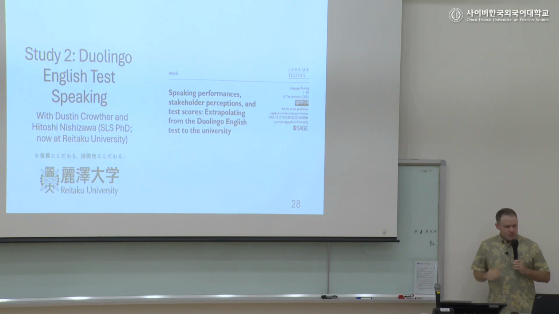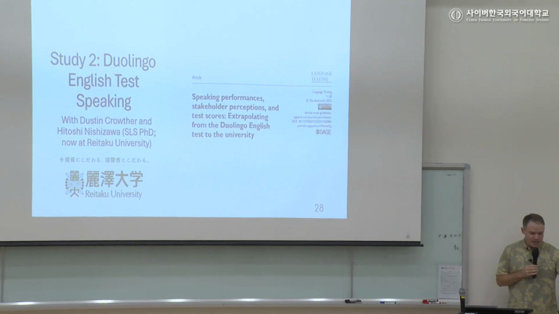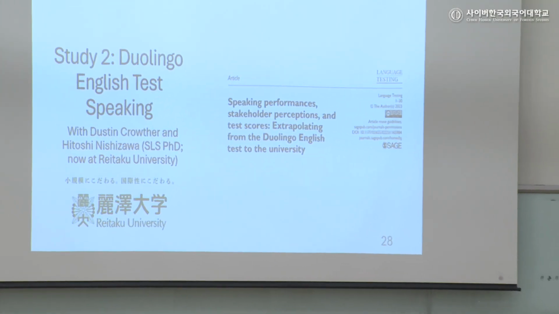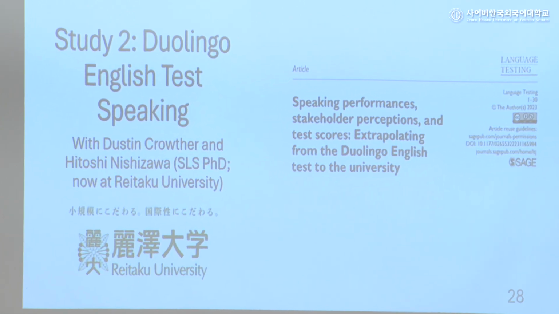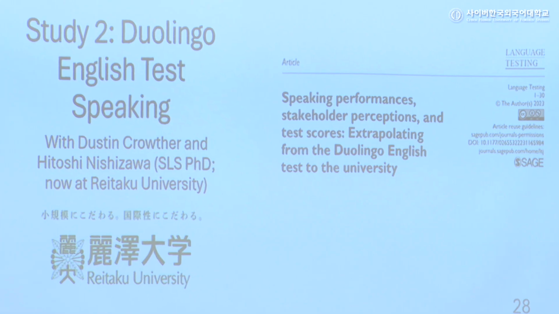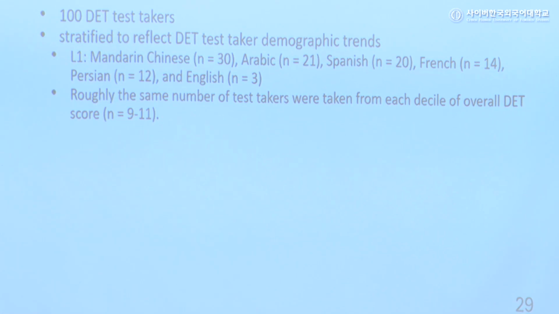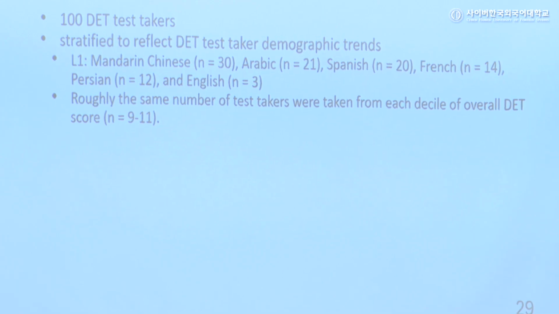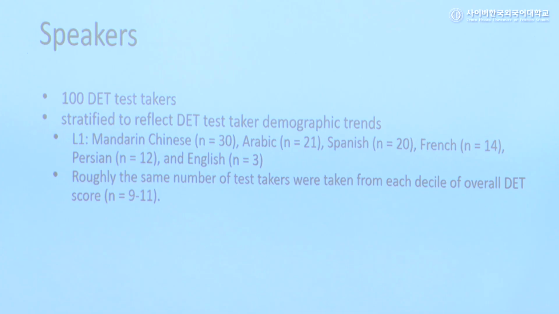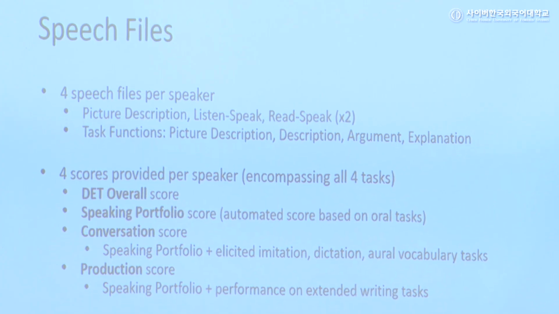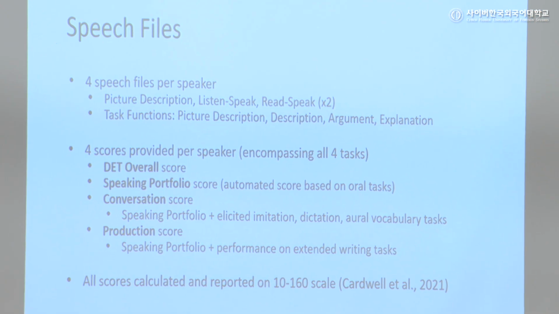So now I'm going to move on to the second study. This is something we did with the Duolingo English speaking test, the speaking section of that test, and colleagues I worked with were Dustin Crowther and Hitoshi Nishizawa on this one. And here we're looking at stakeholder evaluations. So we got data from 100 Duolingo test takers, and they came from different backgrounds, and we got the whole range of proficiency captured by that test. And we got all their speaking performances and their speaking scores that were relevant.